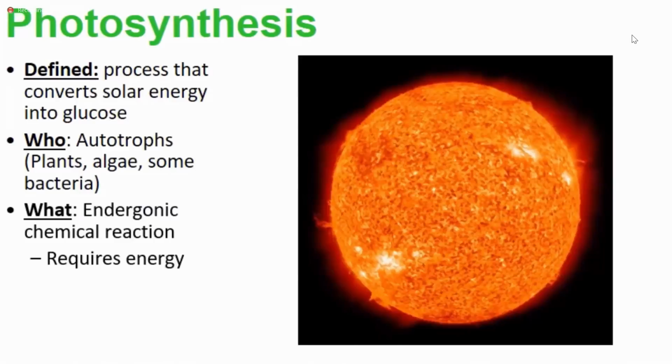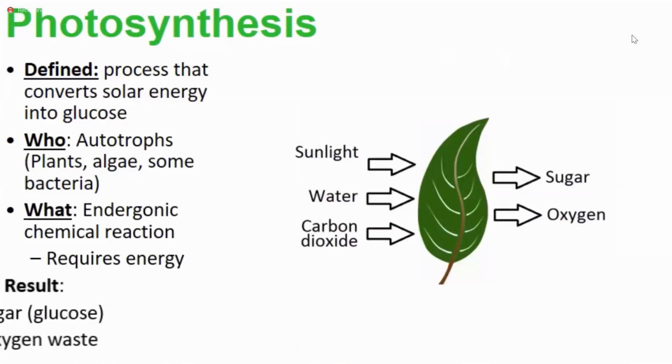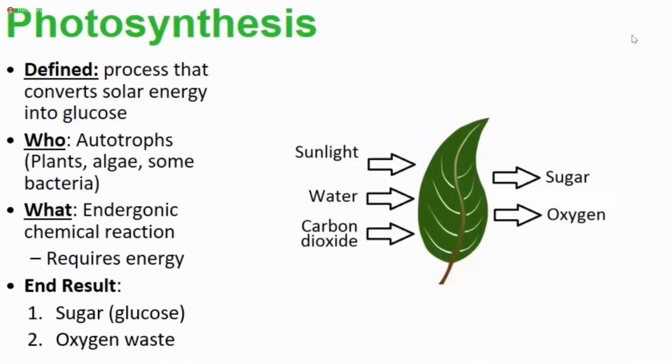So photosynthesis is also what we call an endergonic chemical reaction. And what that means is that photosynthesis requires the input of energy. From the picture, I'm implying that sunlight is the energy that is input to power photosynthesis. And when we talk about the end result, what's created? Well, oxygen, which is a waste gas, and simple sugars like glucose.